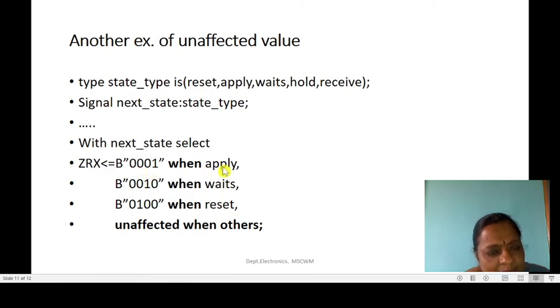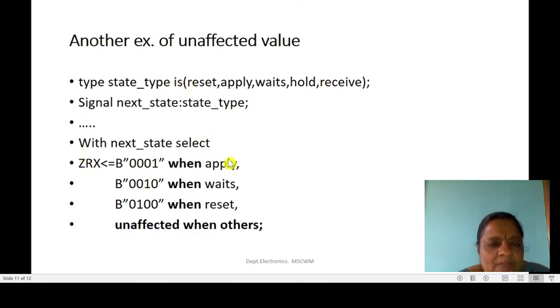B0001 when apply. And when I have selected waits, you are going to get this output. When it is reset, you are going to get this output. Unaffected when others. That means how many conditions are there here? 1, 2, 3, 4, 5 conditions are there. You can take any number of conditions. So here, for example, I have taken 5. But what happens if I select waits? Next state is also waits. Directly it selects waits, and your target signal is 0010.